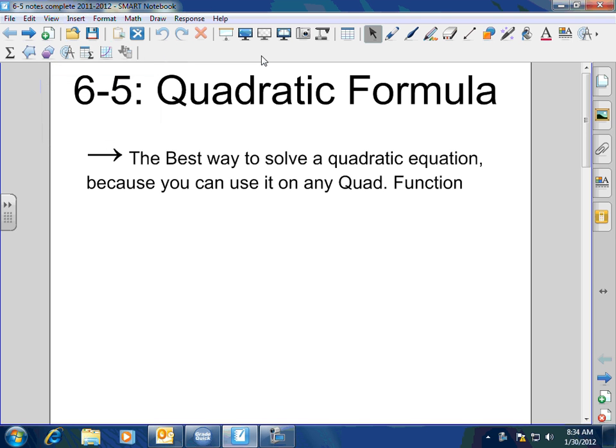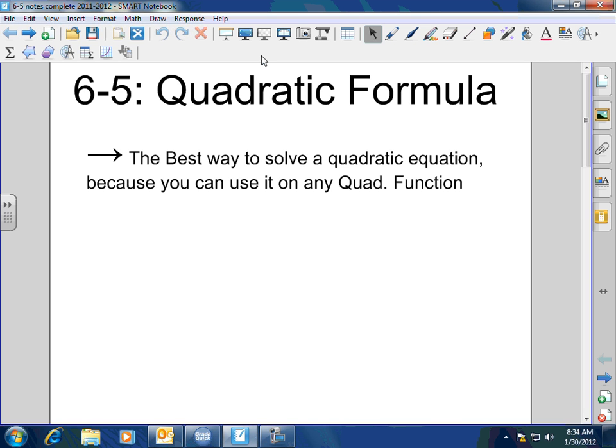All right, gentlemen. So far we know how to graph a quadratic equation. We know how to find the axis of symmetry. We know how to find the vertex, the y-intercept. We know just by looking at the quadratic equation if the graph is going to point upwards or downwards, whether or not the a, which is the coefficient of x squared, is positive or negative.